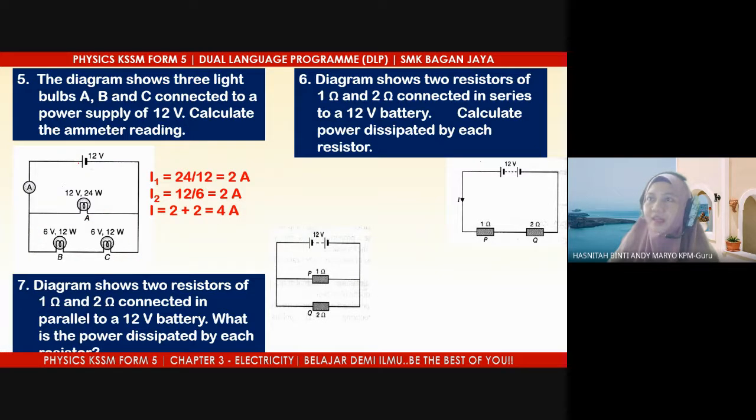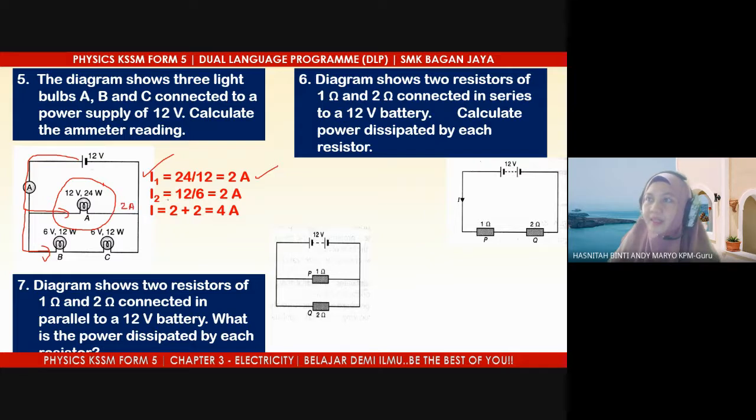If you understand this circuit, the current flow here will be divided into two branches. Part of the current flows through here, so part of the current flows through bulb B and bulb C. So how much current flows across this? The current is the power of this bulb, 24, divided by the voltage across the bulb. So 2 ampere flows to here.